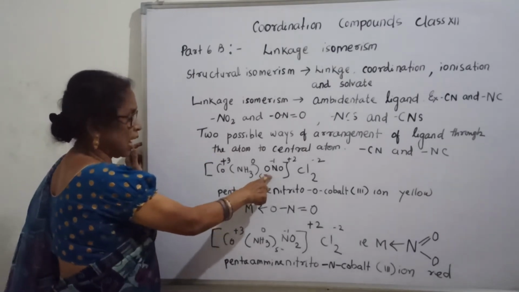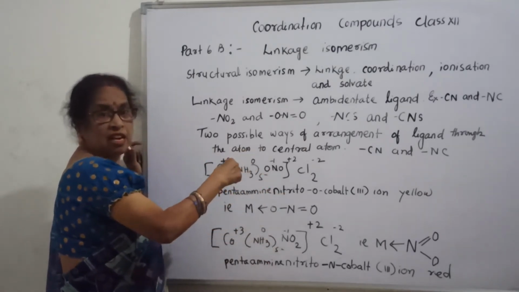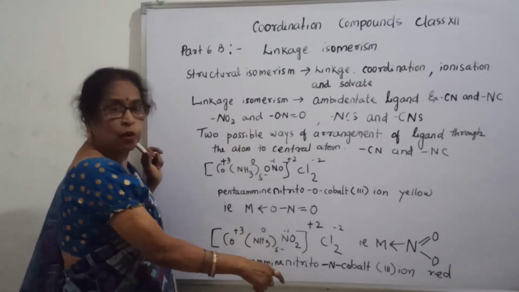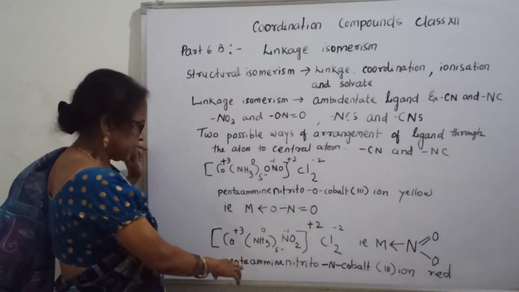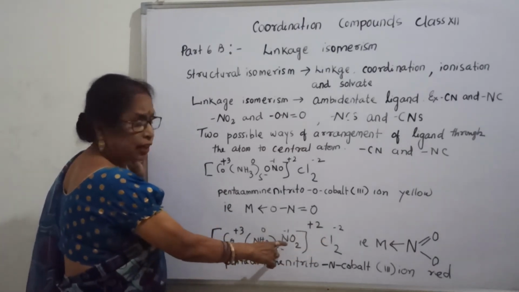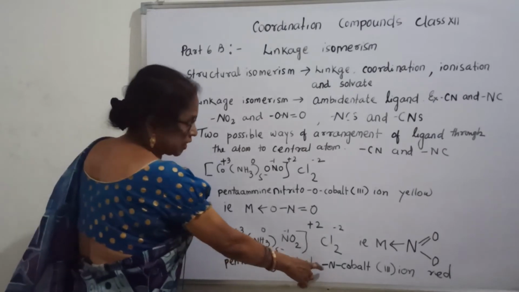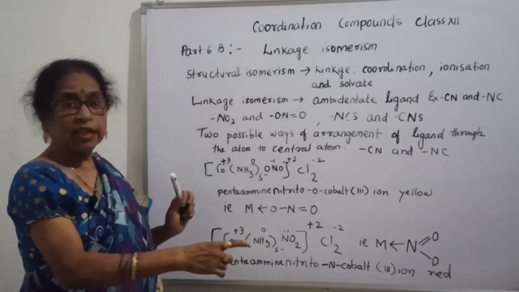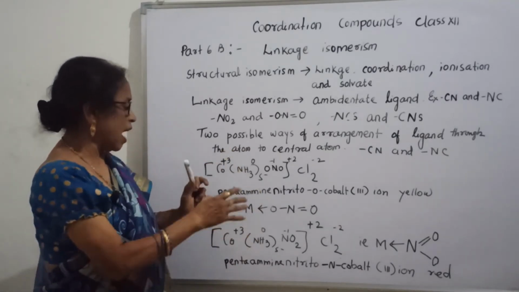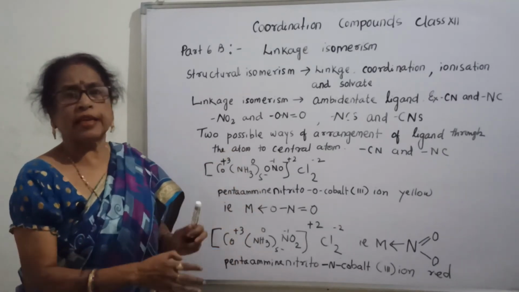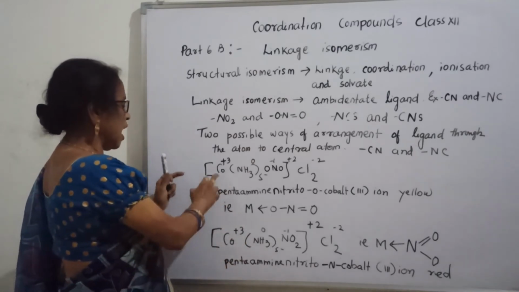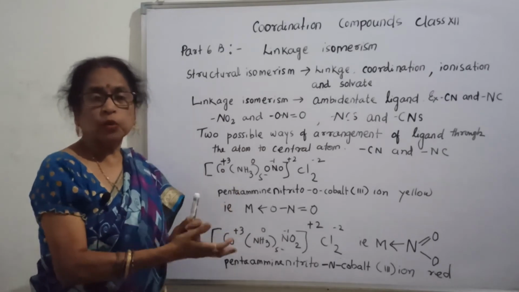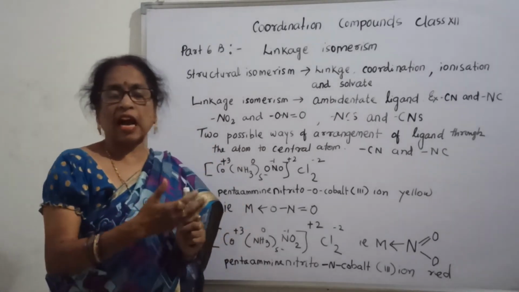Here O will attach and here N will attach. Nitrogen is attached to the central metal atom by this ligand NO2. So what is the name? Same, pentaammine, nitrito-N cobalt(III) ion. This color is red, and this is the yellow color. I hope this is one example showing what linkage isomerism is.